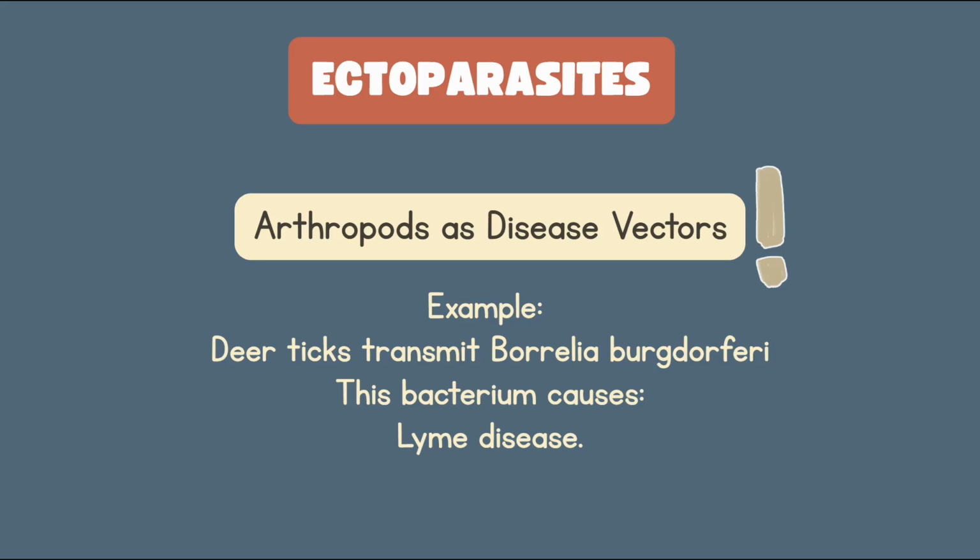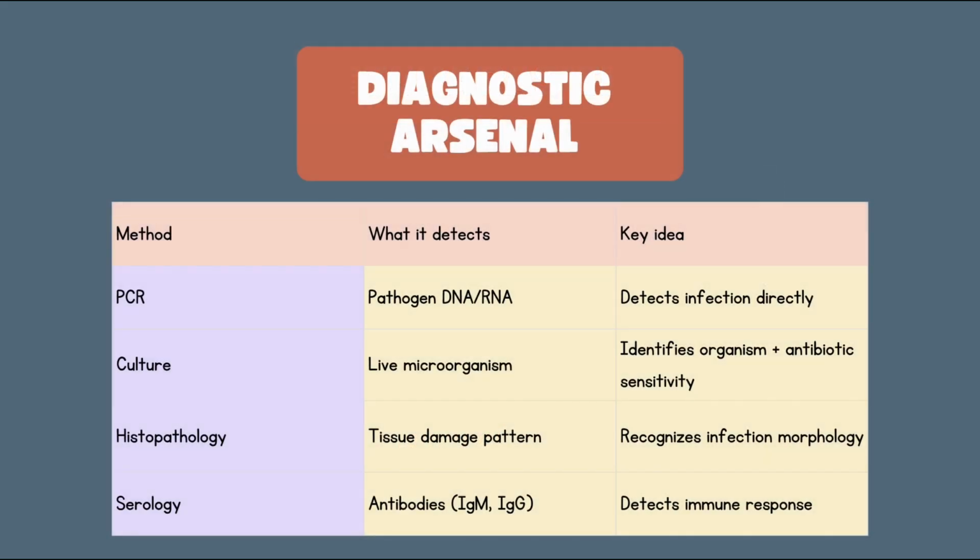Now that we know all about the infectious agents, how can we diagnose them? What are the tools that we can use to diagnose these infections or to detect these infectious agents? We have a couple of methods. The first one is PCR, and the PCR detects the pathogen DNA or RNA. We can culture, so we look at the live microorganism, and this helps us identify the organism and the antibiotic sensitivity. We can look at the histopathology, so we can look at the tissue damage pattern, which we'll also discuss later on in this video.